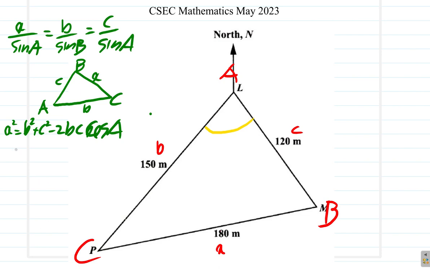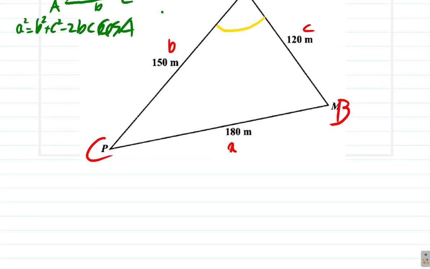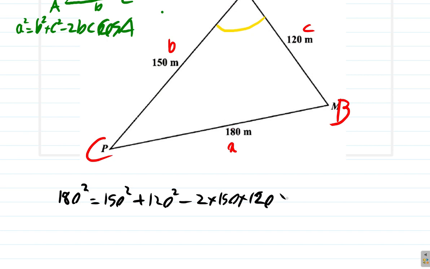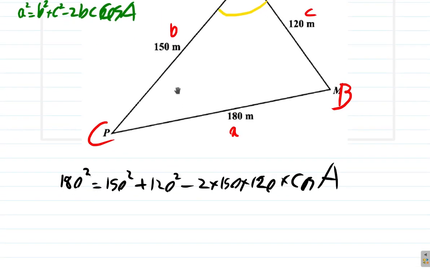So here now, a squared will be 180 squared. We don't have a lot of space up here, so let's work further down. So we would have a squared, which is 180 squared, equals b squared, which is 150 squared, plus c squared, which is 120 squared, minus 2bc, which is 2 by 150 by 120, times cos of angle A. And A is up here, right?